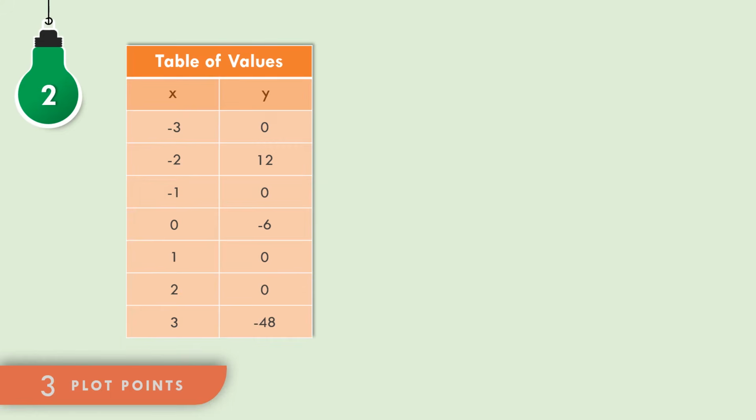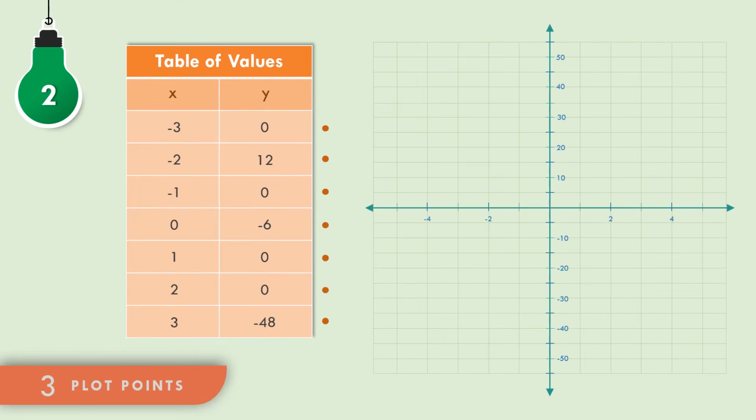So let us plot the points in the Cartesian plane. So negative 3, 0 is within the x-axis. Negative 2, positive 12 is quadrant 2. Negative 1, positive 0 is within the x-axis. 0 and then negative 6, y-axis. 1, positive 0 is within the x-axis. 2, positive 0, x-axis again. And then 3, negative 48 is within quadrant 4.